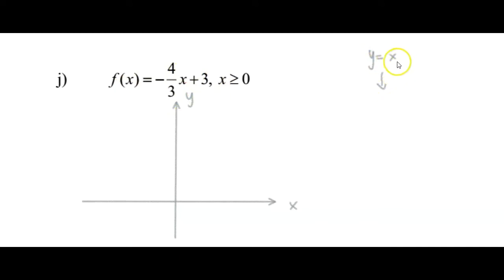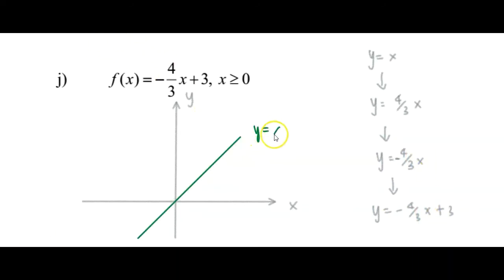Again, I start from my basic graph and then sketch the graph of 4 over 3x, where the gradient will be a little bit steeper compared to y equals x. Then I will reflect the graph of 4 over 3x into negative 4 over 3x, reflecting about the x-axis. After that, I will sketch the graph of negative 4 over 3x plus 3 by moving this graph up 3 units.